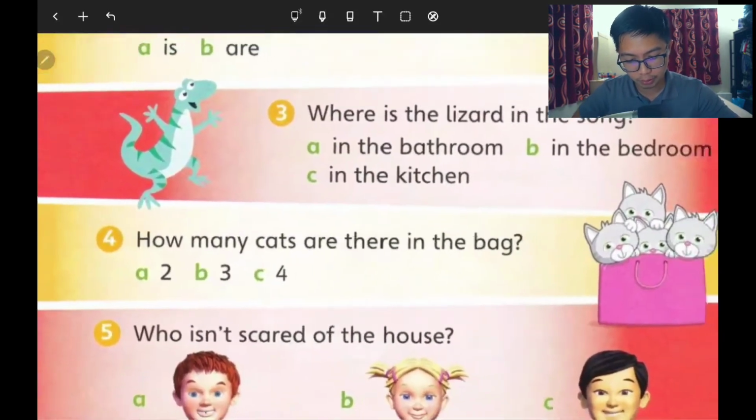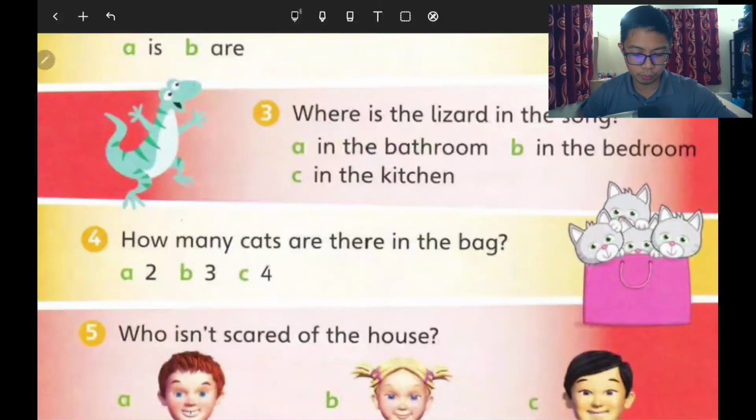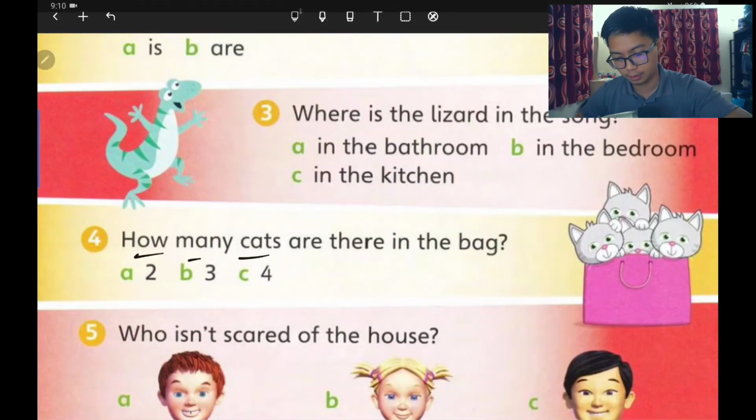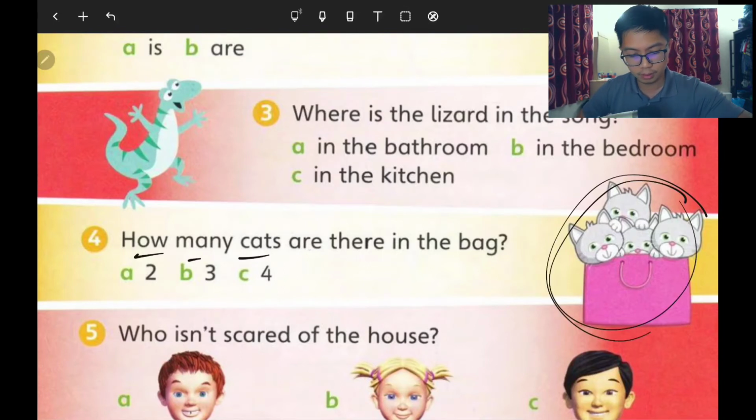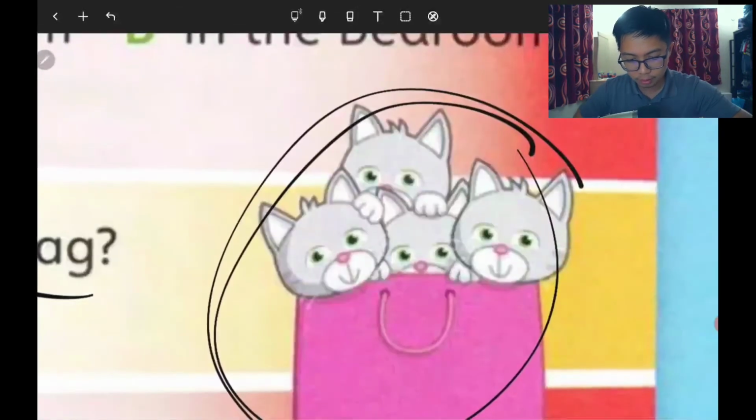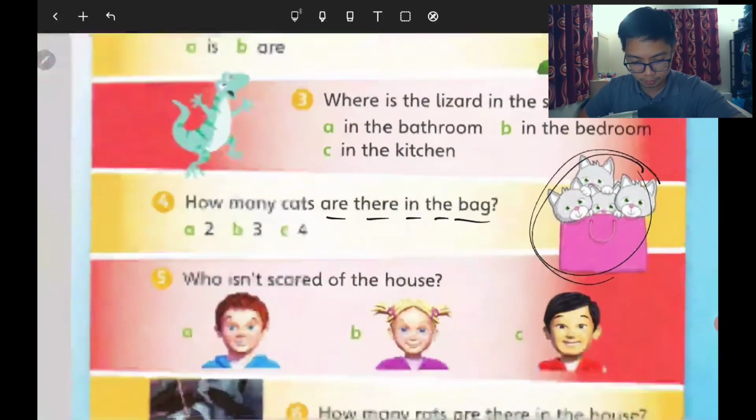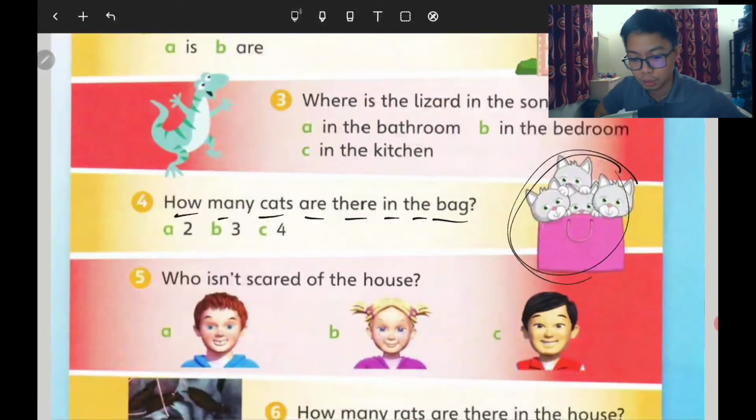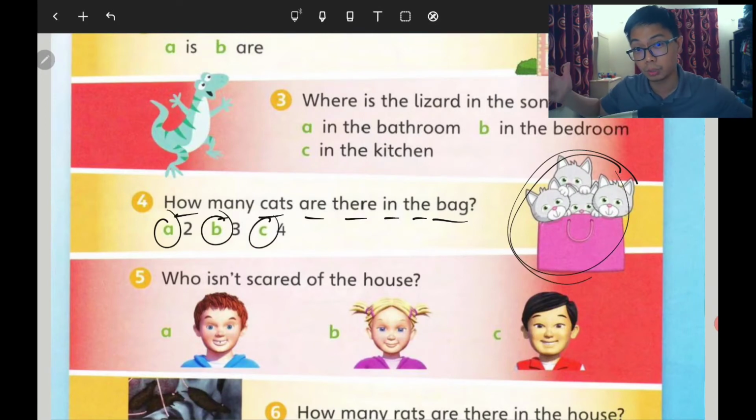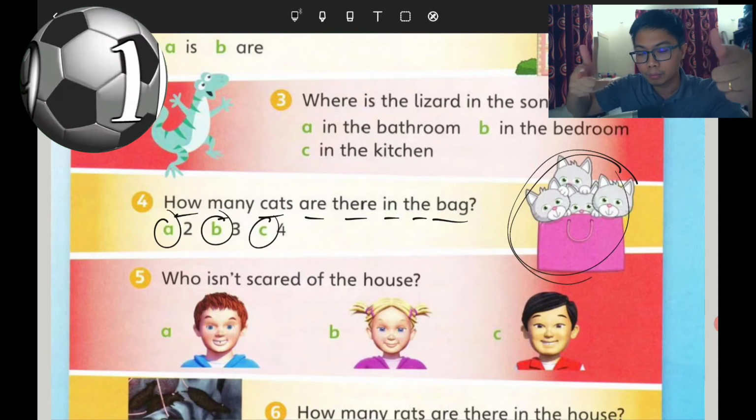Okay, next one. Question 4. How many cats, the cats over here, are there in the bag? So for this one, look carefully at these cute cats. How many of them? I give you 10 seconds to answer. Is it A, B, or C? Which one is your answer in your mind? Okay, starting now.